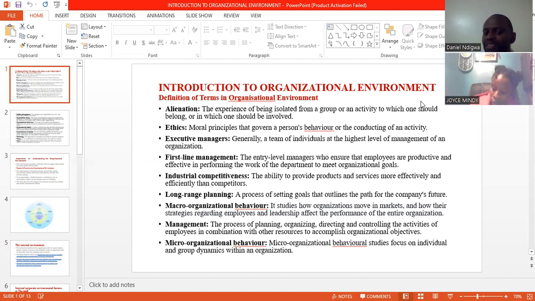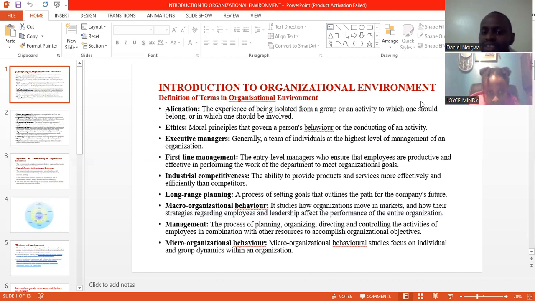Then you have executive managers. This is a team of individuals at the highest level of management of an organization. When you look at the levels of management of an organization, you find that we have the highest level of management, which is normally referred to as the strategic level. Then we have the business level. Then we have the operational level. So the executive managers are normally at the highest level because they are the ones who make critical decisions about the organization, the future.